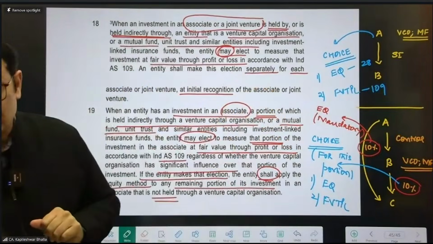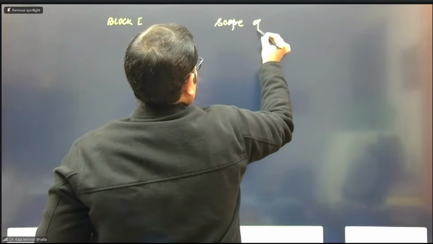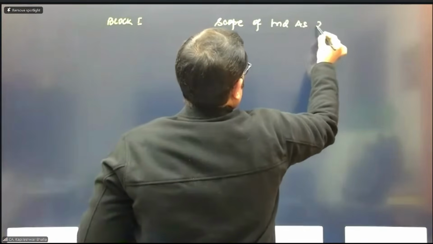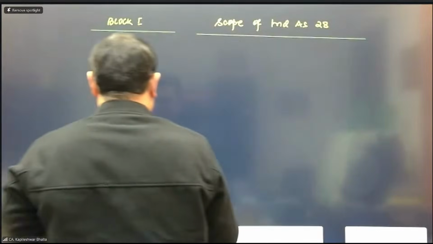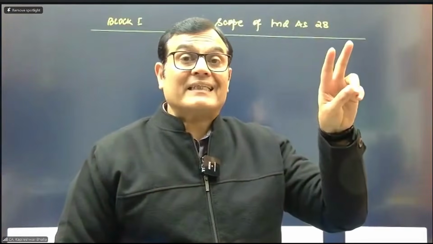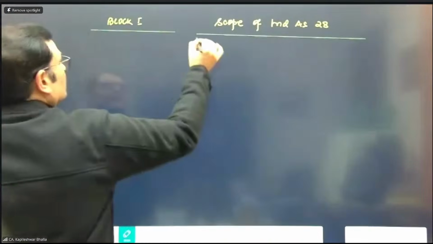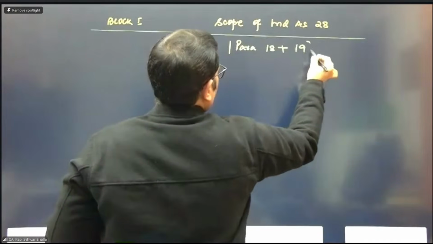Let's first document this, then we'll do a case study on this. Let me first document this and let's pen down the thoughts. So this is a part of my block 1 discussion, that is the scope of Ind AS 28. So we're looking at block number 1, the scope of Ind AS 28. I'm just coming back to block 1. Block 2 is done. Block 1 assessment was done. So here the focus is on the input given in para 18 and para 19.